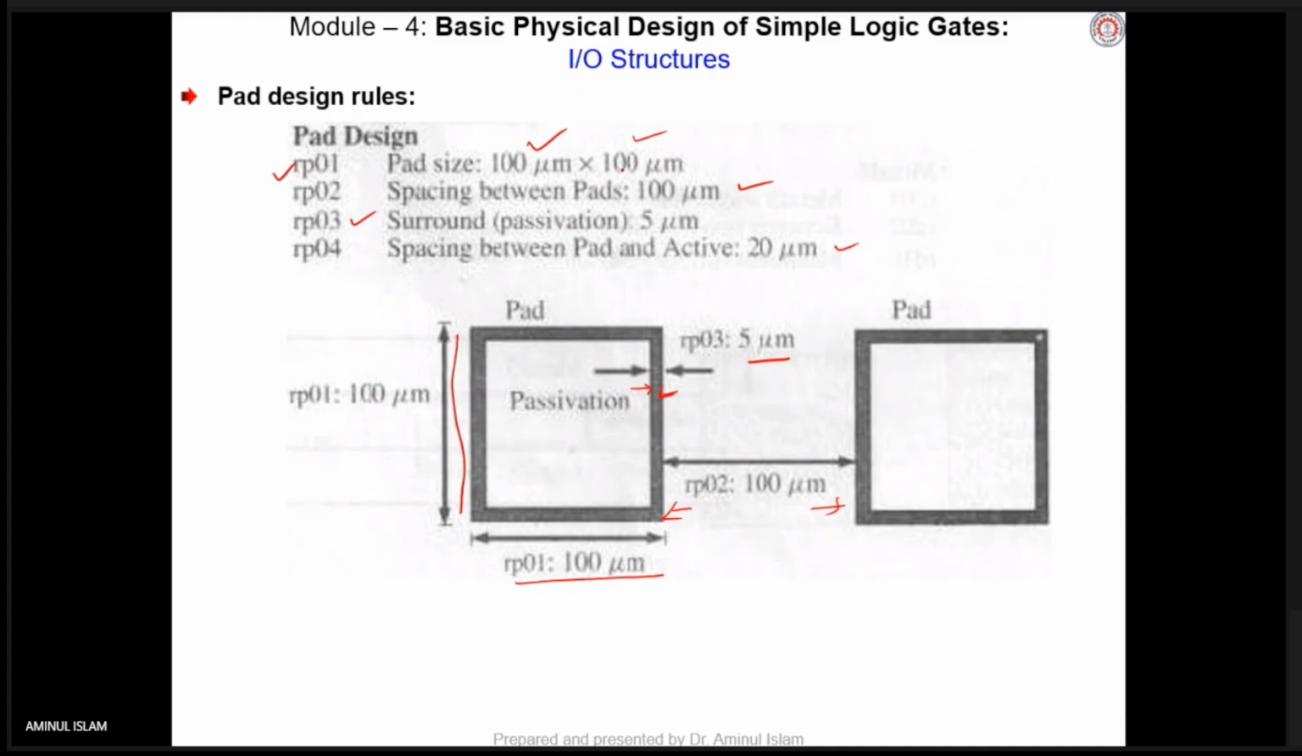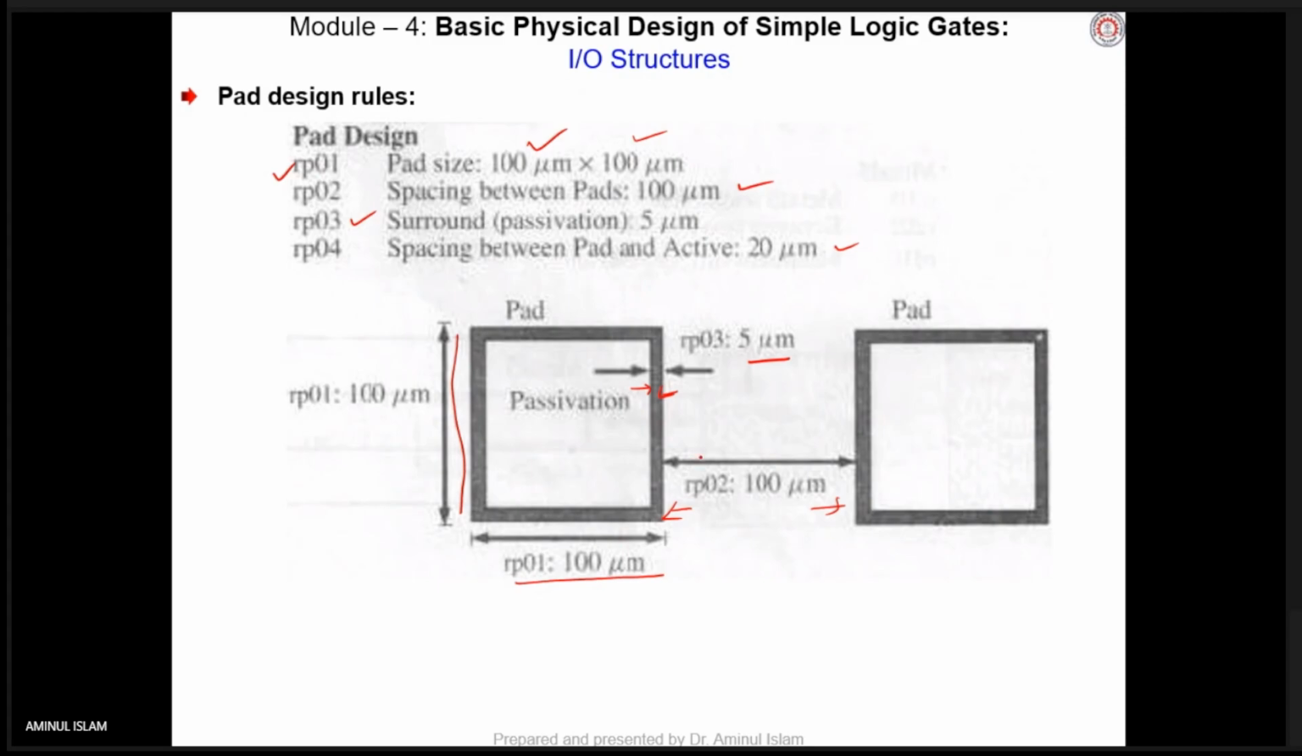If you go through the design rules, say Microwind design rules, for example, some of the students who are doing layout are aware of the Microwind software for doing the layout. So there are rules also for pads. In those rules, whatever technology or foundry file is used, RP01, pad rule 01, pad size is 100 micrometer by 100 micrometer. Size means length and width, it is a square, so 100 micrometer square is the dimension.